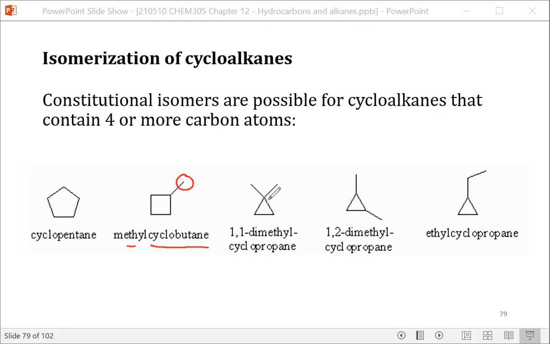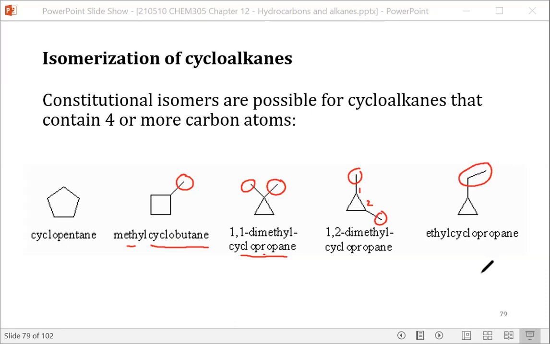1,1-dimethyl cyclopropane, 3 carbons in the ring, so that's where the cyclopropane comes from. And then 1,1-dimethyl is showing these 2 methyl groups. 1,2-dimethyl cyclopropane, we still have 3 carbons in the ring, 2 methyl groups located at positions 1 and 2. And then ethyl cyclopropane, we have 3 carbons in a ring, and then we have an ethyl group, and it's the only substituent group, so we don't have to include a number.